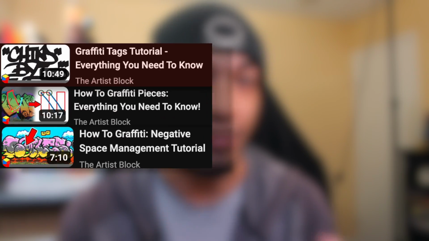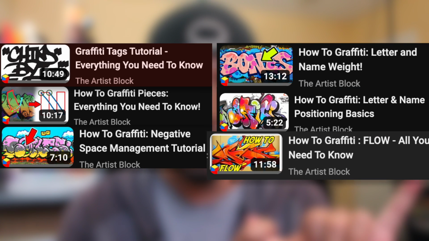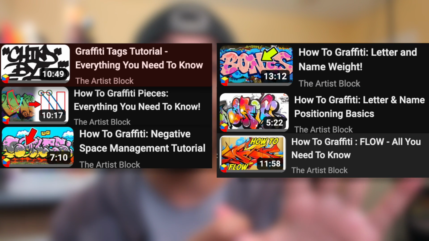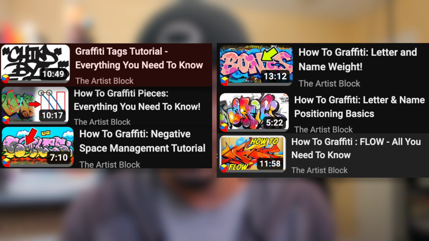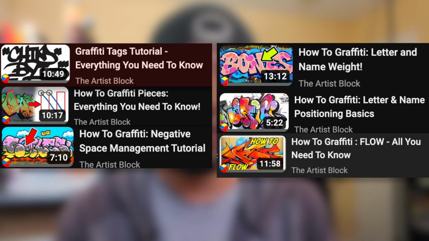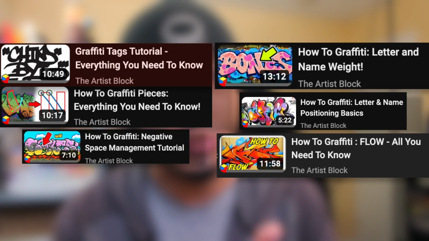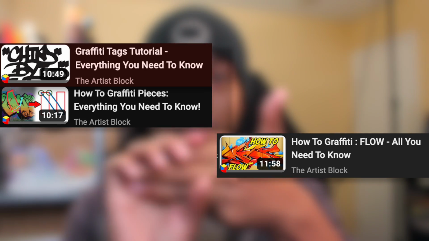So what tools are we working with here? Well, first things first, obviously we're working with all of graffiti's fundamentals. That's going to be letter structure, negative space management, letter name weight, letter name positioning, and flow. But which fundamentals of these 5 are relevant to what's happening here? Well, negative space management, letter name weight, and letter name positioning are not our immediate concerns right now. That leaves us with flow and letter structure.